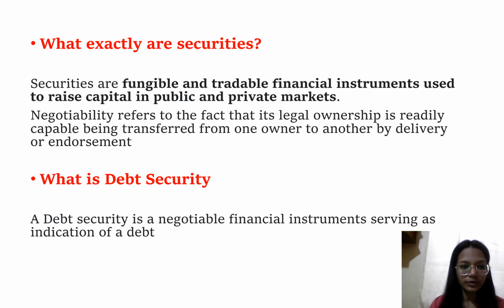What exactly are securities? Securities are fungible and traded financial instruments used to raise capital in public and private markets. Negotiability refers to the fact that legal ownership is readily capable of being transferred from one owner to another by delivery or endorsement. What is a debt security? A debt security is a negotiable financial instrument serving as evidence of a debt.